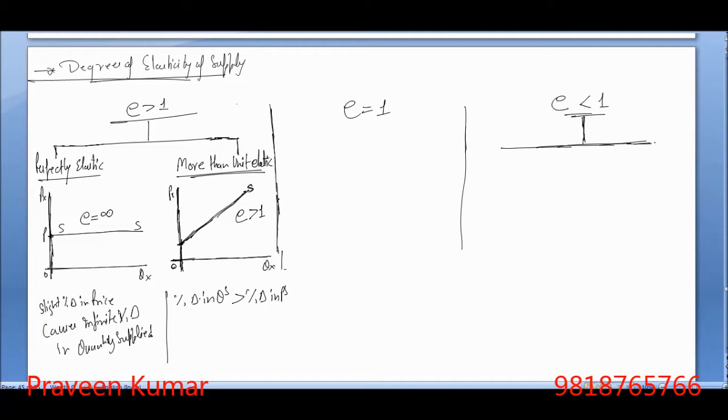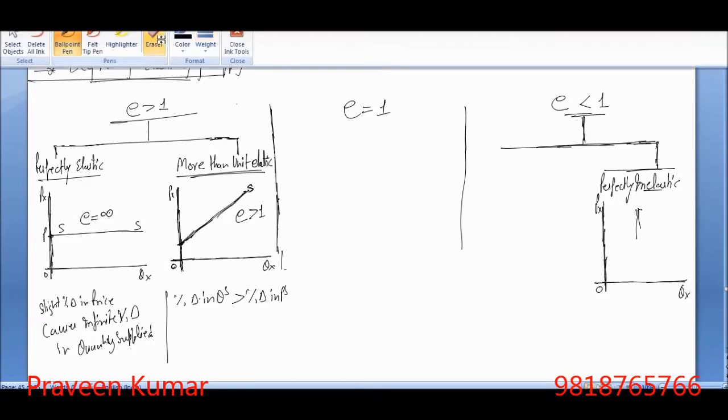Now, let us see further. Then we have the less than cases. In less than cases, we have further two subcategories. One is perfectly inelastic supply. In case of perfectly inelastic supply, the supply curve is vertical. We have the vertical supply curve. This is price, this is quantity, and this one is the supply curve.